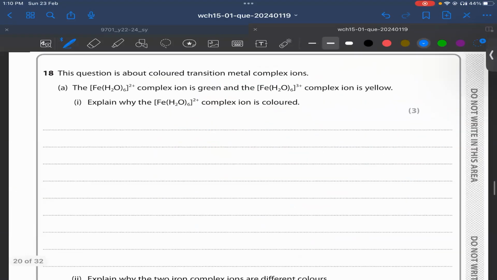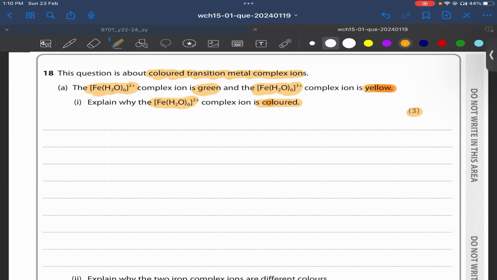Okay. Now the next question is about colored transition metal complex ions. The complex [Fe(H2O)6]2+ ion is green, and the [Fe(H2O)6]3+ complex ion is yellow. Explain why the [Fe(H2O)6]2+ complex ion is colored.